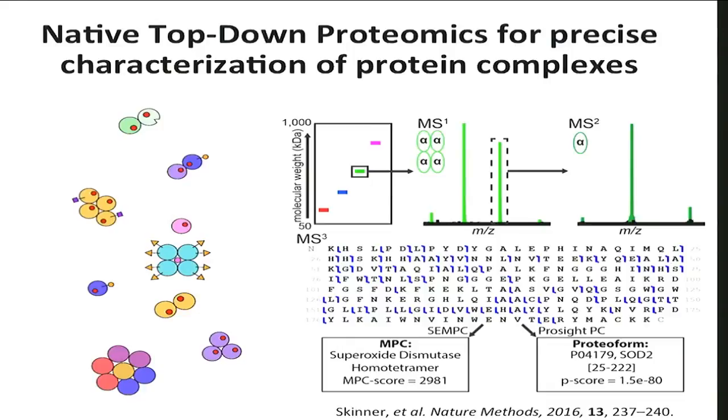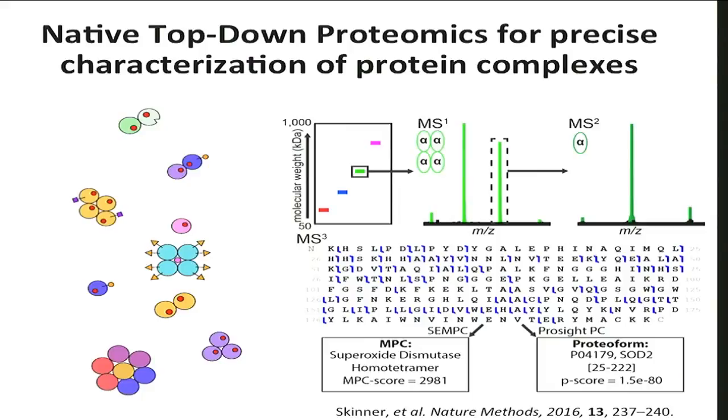You can weigh the whole complex by native electrospray, native mass spectrometry. So there's actually several forms of it. And then you dissociate and pop out the subunits of the complex, and you can weigh the subunits. That's the second stage of tandem mass spectrometry. And then do top-down on the subunits.